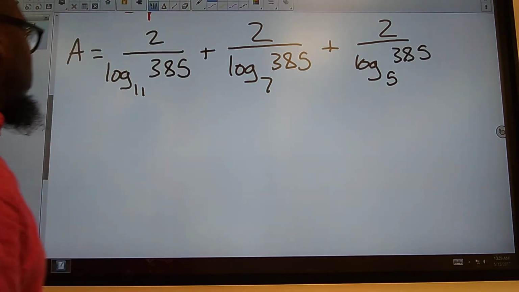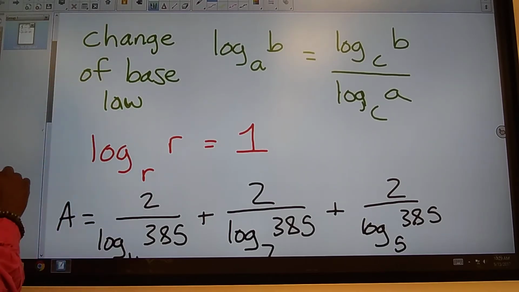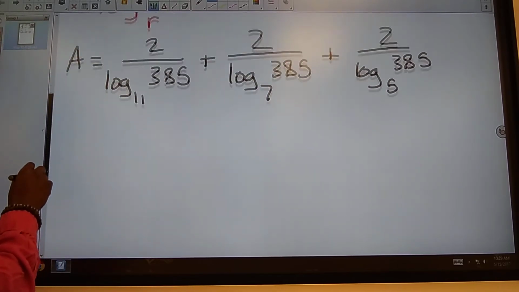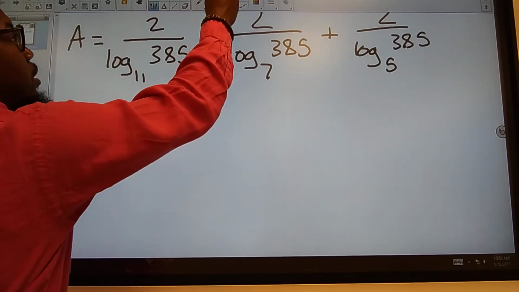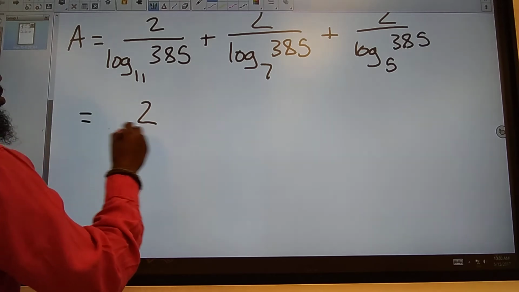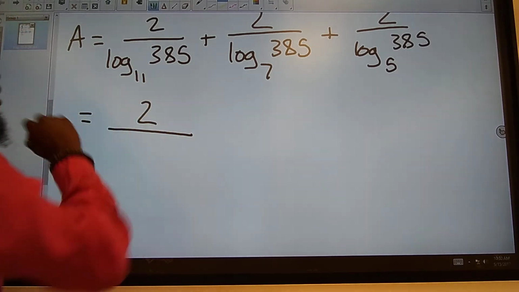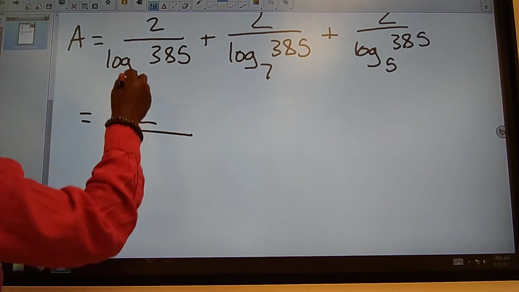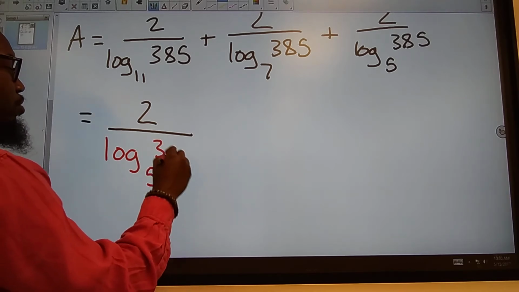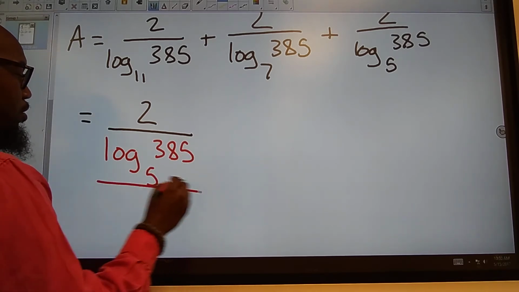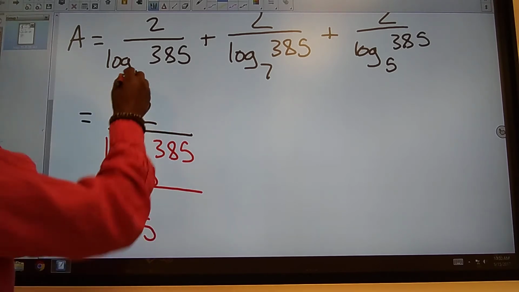Okay. So using the change of base law, I'm going to make this part right here now 2 over, and I'm writing this in a different color, let's choose red again. Instead of log base 11 of 385, it's going to be log base 5 of 385 divided by log base 5 of my original base, which was 11. Okay.